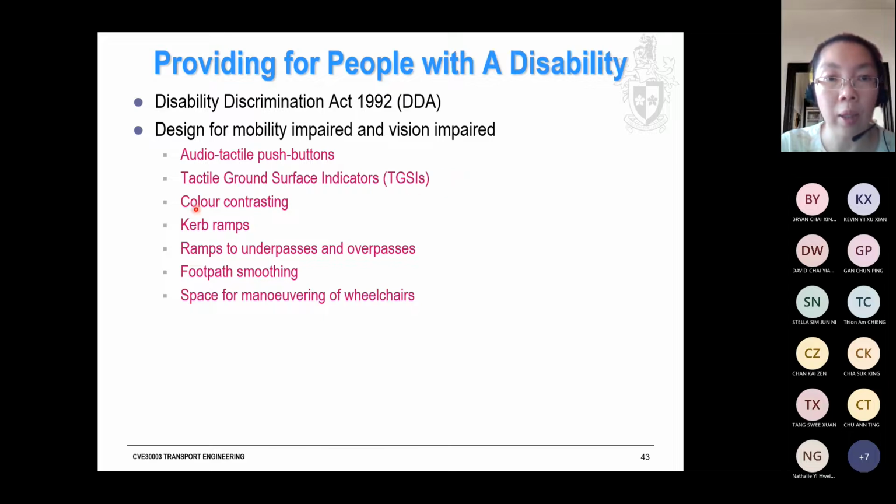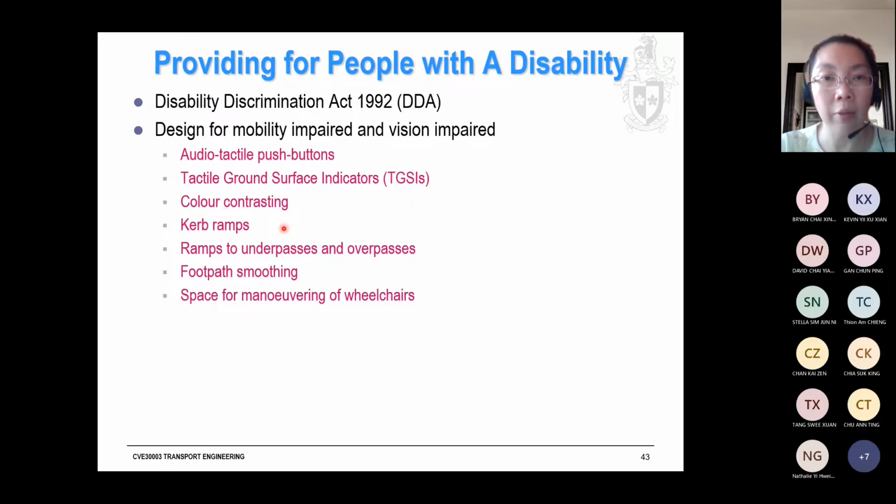We'll need to have color contrast as well, because like I said, visually impaired doesn't mean they are totally blind. Sometimes there could be slight impairment in their vision. They could still see some brightness, but not totally blind. So we need to have a bit of color contrast.